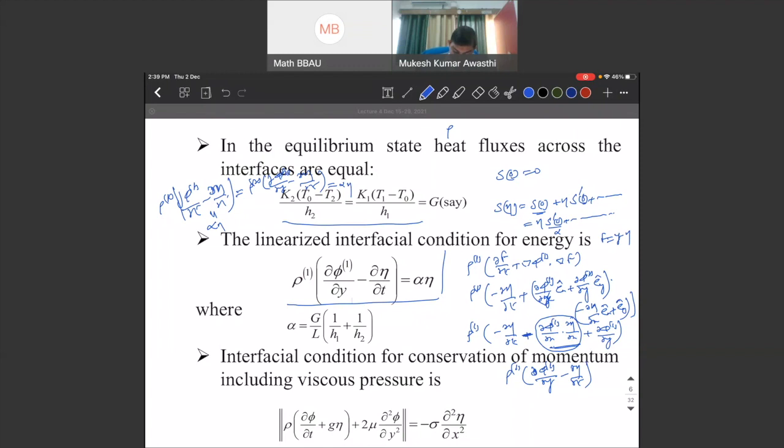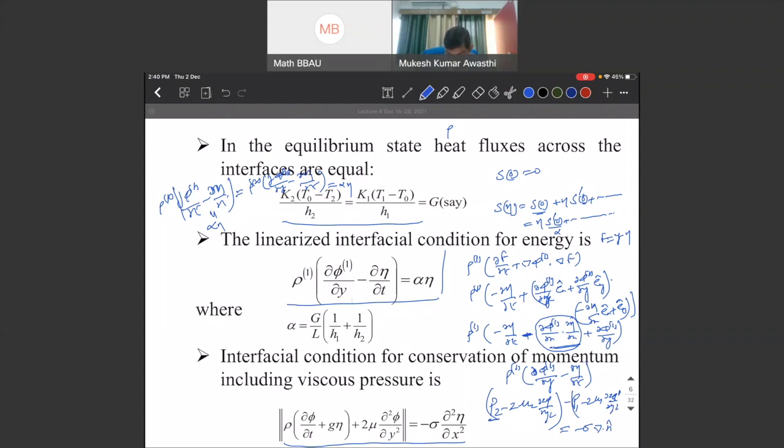Now for the interfacial condition for momentum, we will calculate that condition using the Bernoulli equation, where the normal stresses are included in the pressure balance equation. So this is P2 minus 2 mu 2 del 2 phi 2 by del y square, minus P1 minus 2 mu 1 del 2 phi 1 by del y square, is equal to minus sigma times divergence of n cap. Then this P can be evaluated using the Bernoulli equation, and we are retaining only the linear terms.